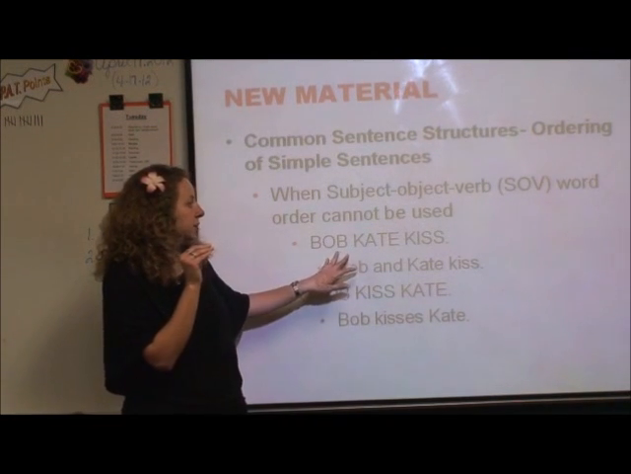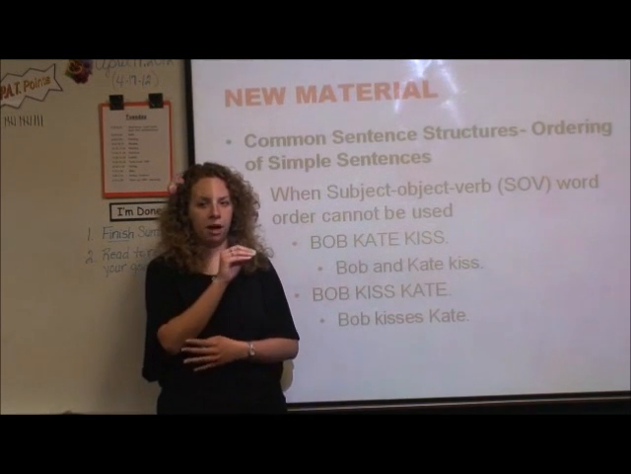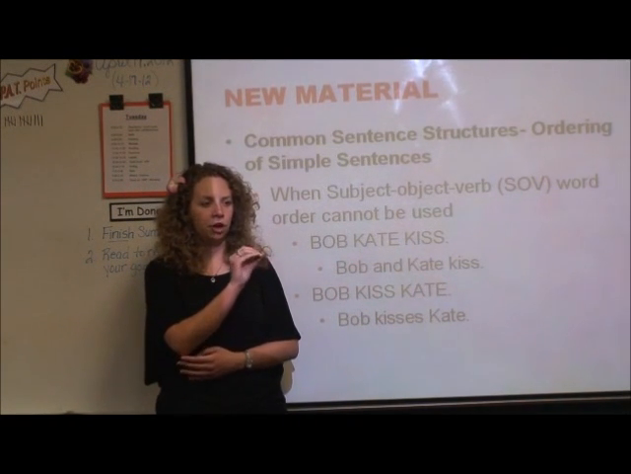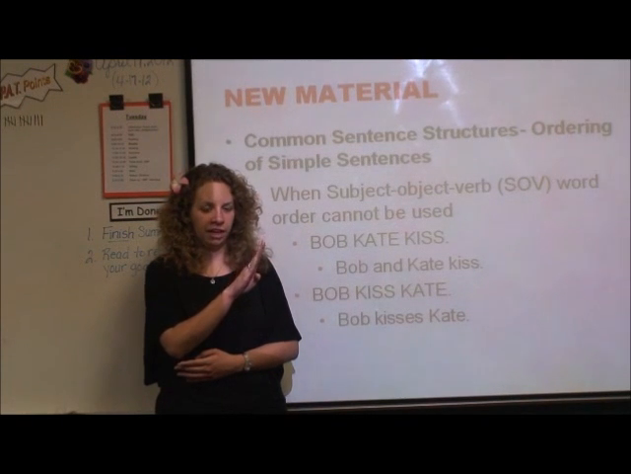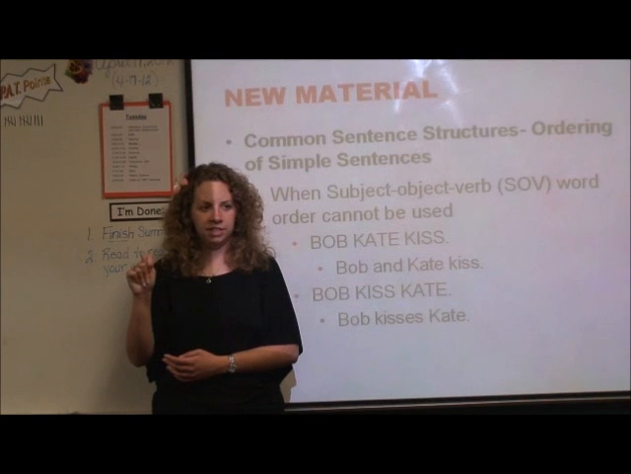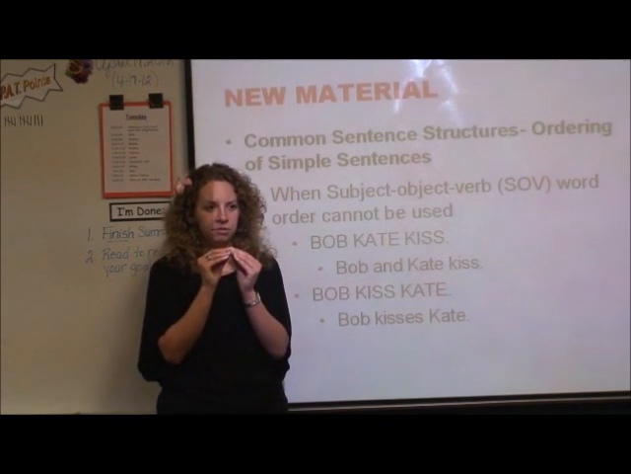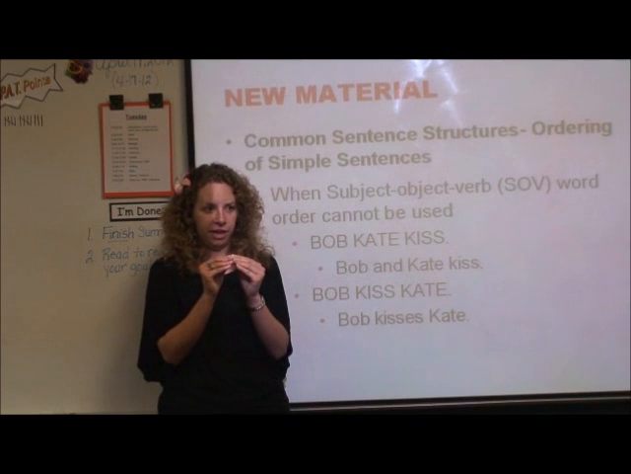So now if we say Bob and Kate kiss, we put Bob on one side, B-O-B, and on this side, Kate, K-A-T-E. So they kiss. That means Bob and Kate kiss.